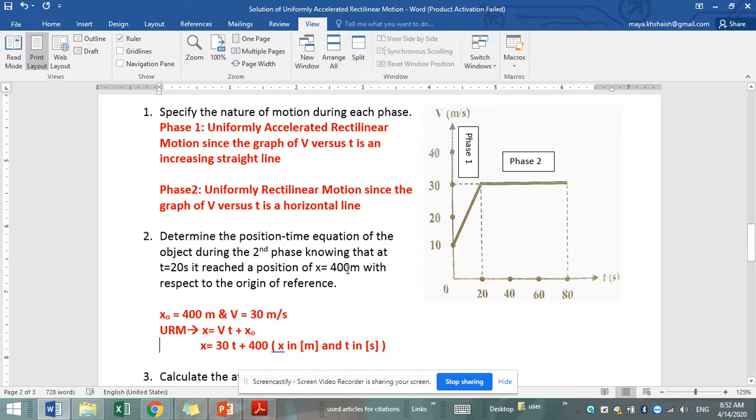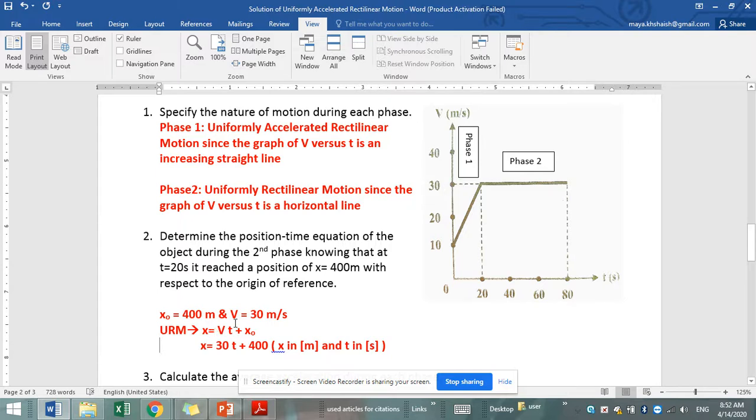So we consider that the initial position of the car in phase 2 with respect to the origin is 400 meters, not 0. And the initial speed is given from the graph. It started at t equal 20 seconds. Meaning this corresponds to a speed of 30 meters per second. So this is the initial time for this phase, and this is the initial speed for this phase.